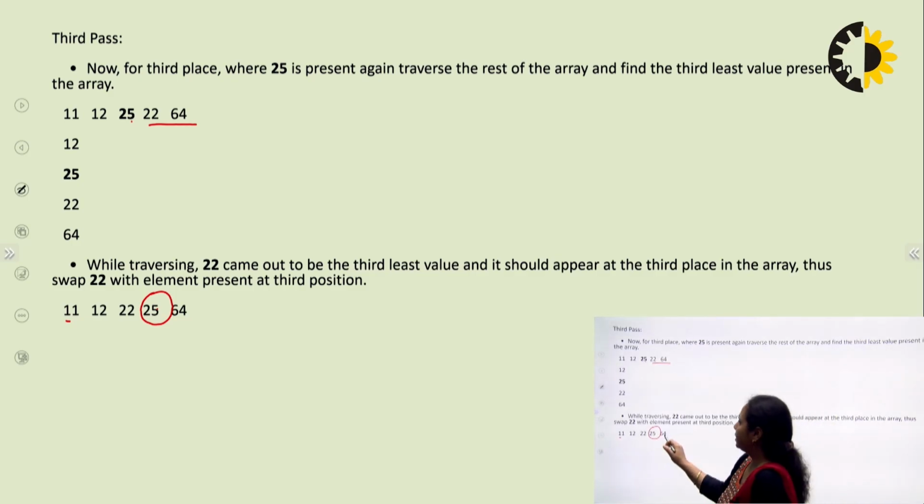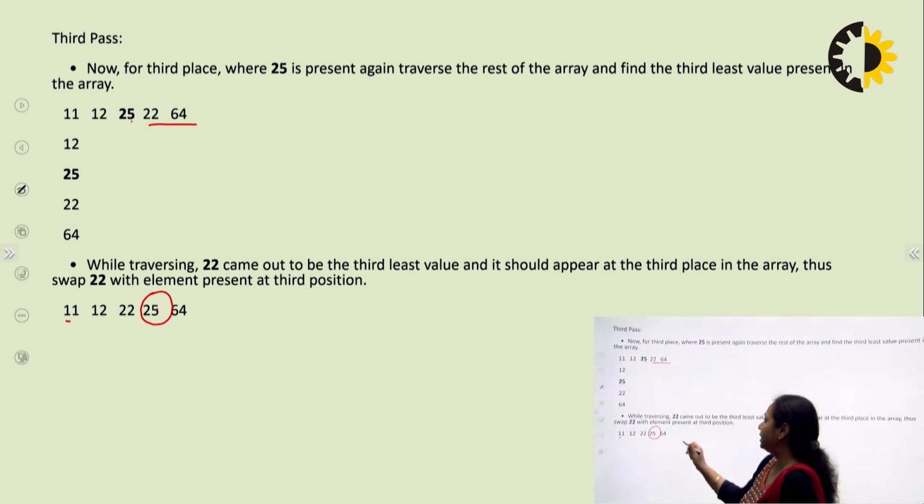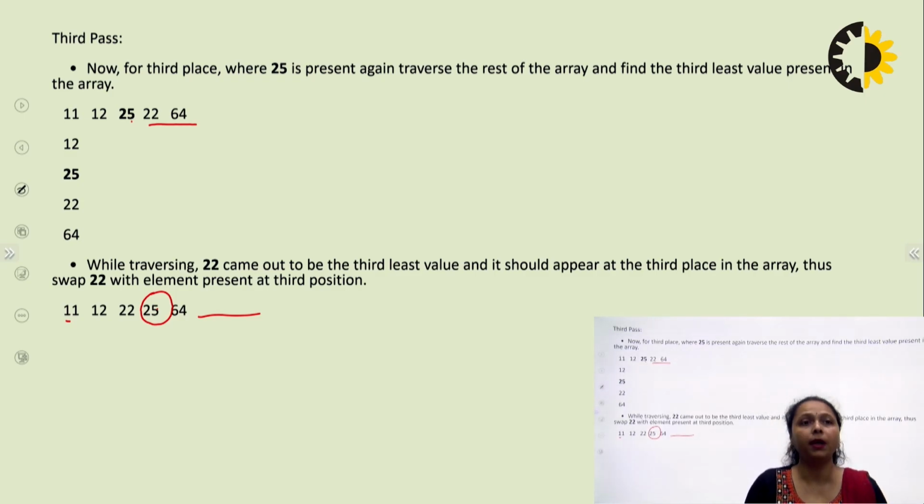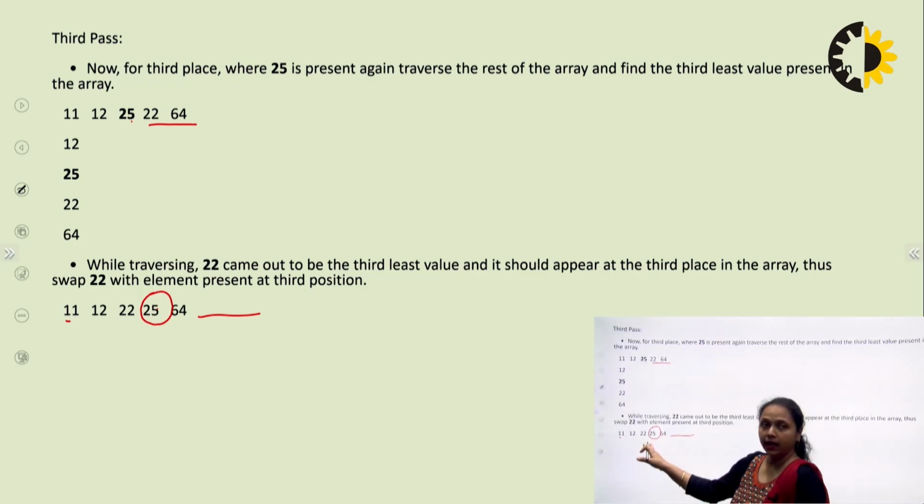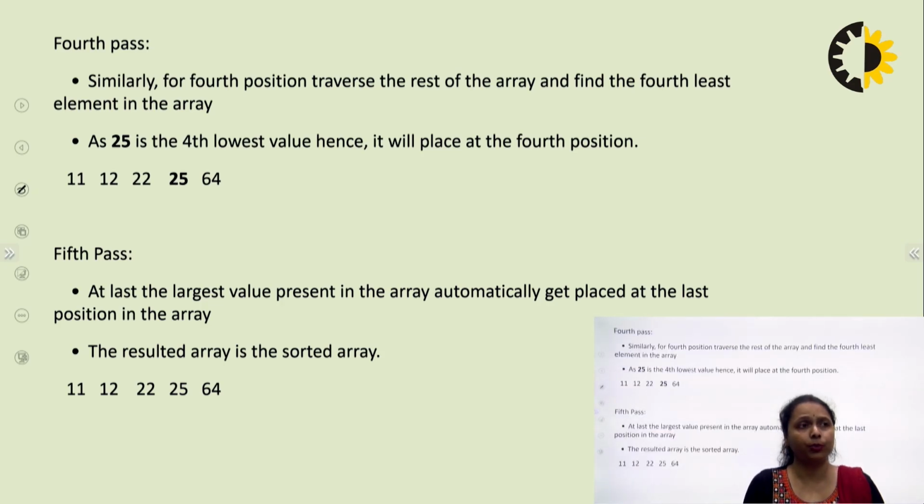Next, 64 would be the minimum element, but there is no list present in the array. No element is present after it. So the process will stop here. So we will get the list in sorted order like this. So this is selection sort, where we are assuming elements at various positions to be the minimum one and looking for the smallest one in the rest of the array, in the sub array. So the process becomes a little bit easier and a little bit shorter.